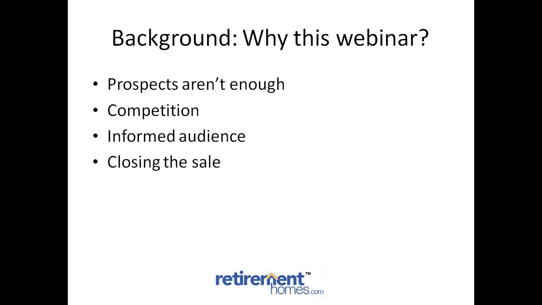And of course, informed audience. That is a good thing. We want informed audiences. We want people who have an understanding of their options. At the same time, it means that perhaps the sales pitch that worked 15 or 20 years ago isn't necessarily going to fly anymore, because people have Google, social media outlets, friends, and resources like review sites such as Yelp, and certainly retirementhomes.com. People have a lot of different options.